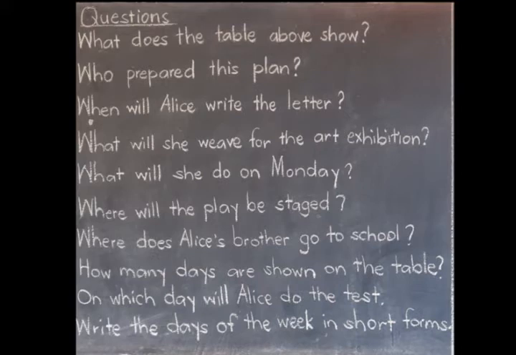Number 8. How many days are shown on the table? This question calls for a number, but in comprehension, my dear children, in English, we are supposed to write the numbers in words. Don't write the figure. So you can go to the plan and count the days. We've already seen that there are seven. Simply say, seven days are shown on the table.